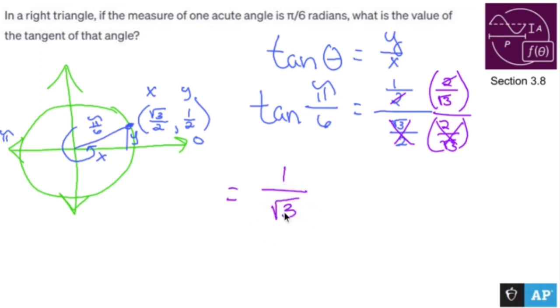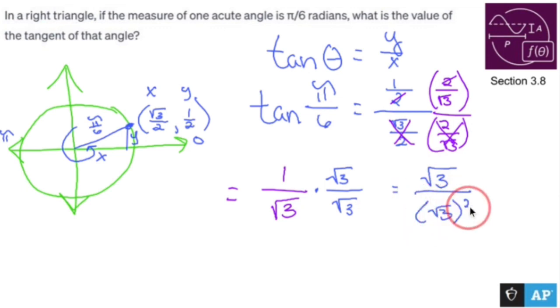Now, you were probably taught back in the day that you should never have square roots in the denominator, so we rationalize the denominator by multiplying the numerator and the denominator by root 3 over root 3. 1 times root 3 is root 3. Square root of 3 times the square root of 3 is the same thing as the square root of 3 squared, in which case the square and the square root cancel each other out, and we're left with the square root of 3 over regular 3.